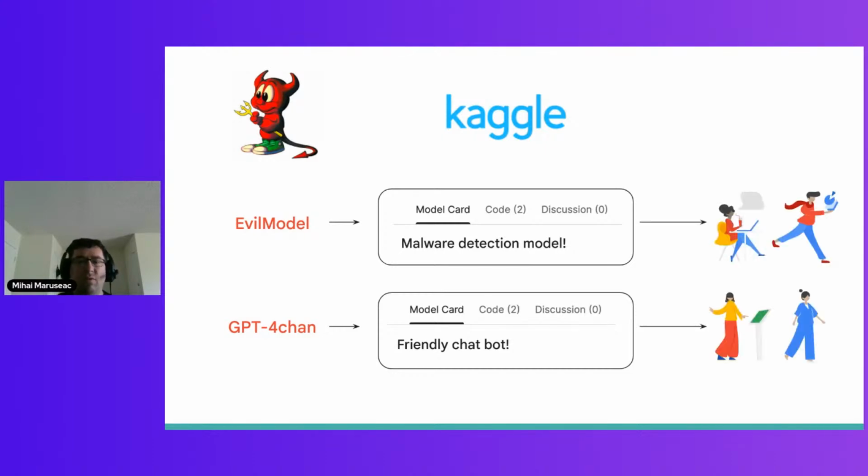And then all I have to do is wait until users download the model and then exploit them. Of course, users are not going to download models that have names like evil model or GPT-4chan, but that's easy to fix. I can just change the name. So now there is a nice model, and there is a GPT-4 friend. So probably some users will just download it.